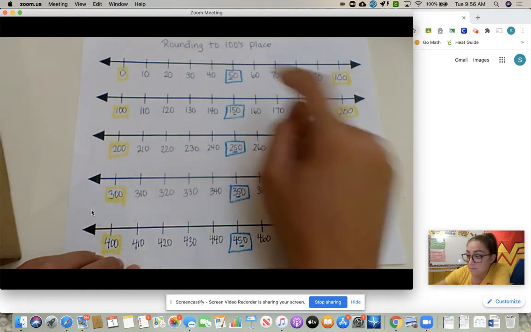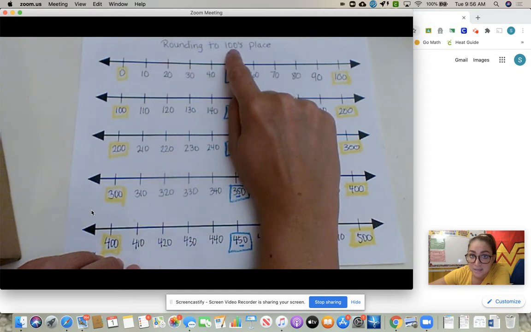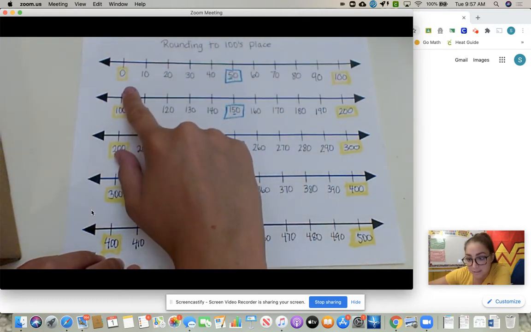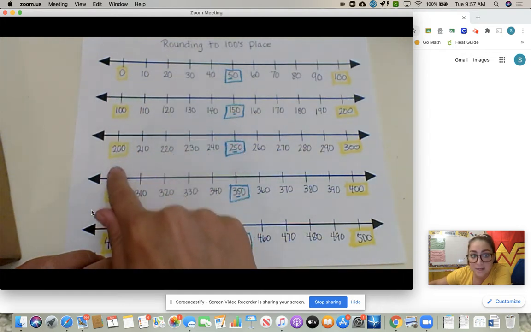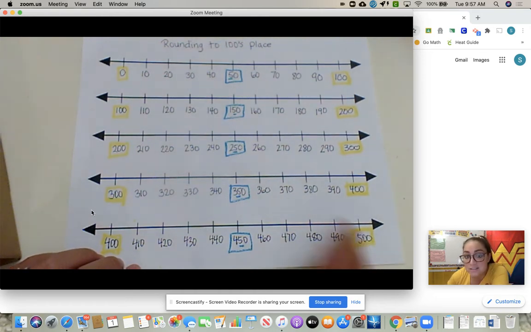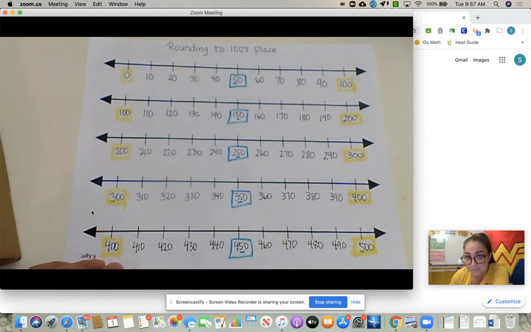Next, we talked about when we're rounding to a hundreds place, your answer has to have a 0 in both the ones and the tens place. So of course, 0 will always be one of our end numbers. And that's why we boxed 100 all the way up to 500, because there are zeros in both the ones and the tens, which means that these are our options for our answers when we're rounding to the hundreds place.